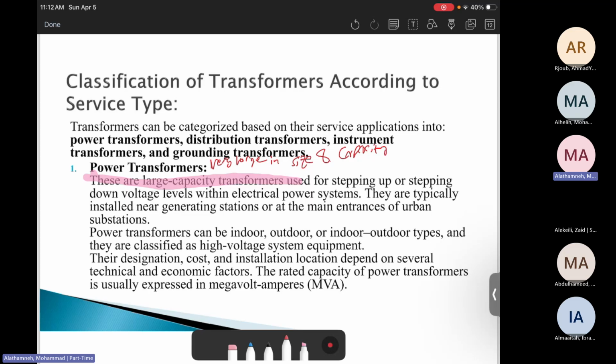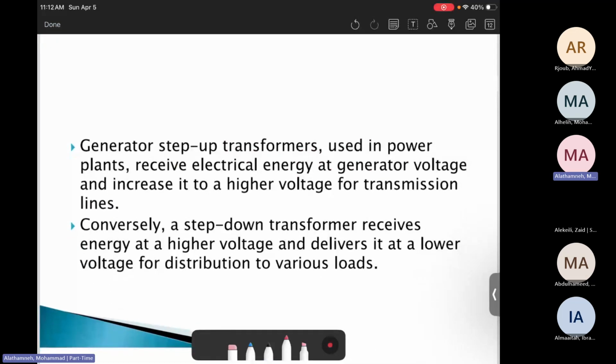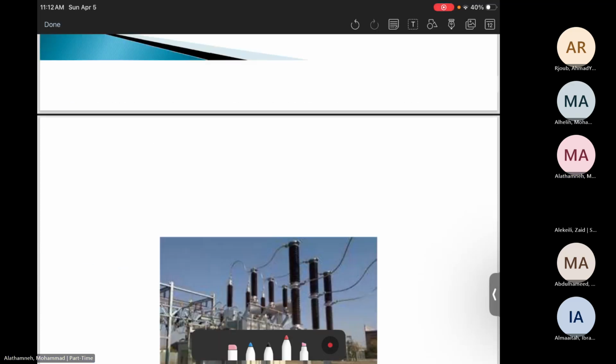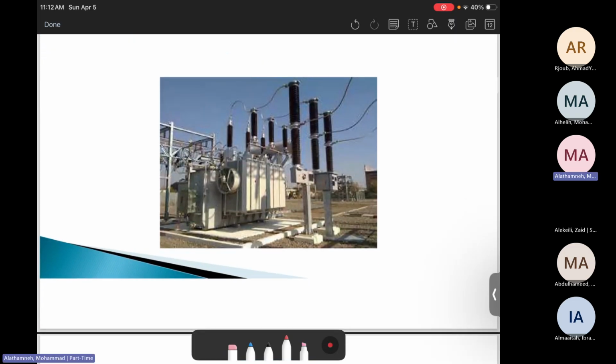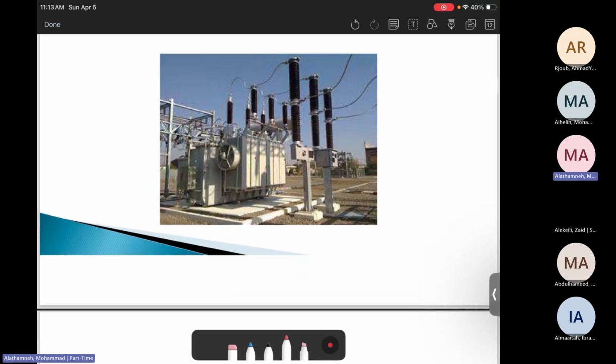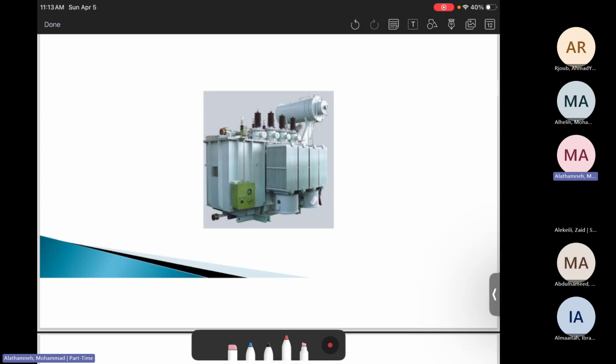The power transformer can be either indoor, outdoor, or indoor-outdoor type, and they're classified as high voltage system equipment. The other thing we call the generator step-up transformer, which is basically part of the power transformer. Here's how it looks. This is called a power transformer. It is very big, bigger than the classroom. Here's how it looks. It's very big in scale. This is also a power transformer.